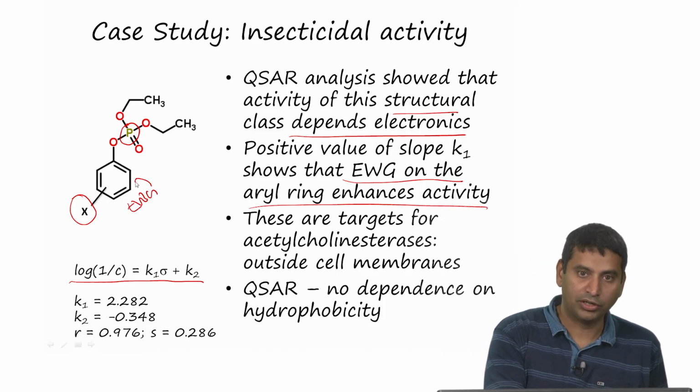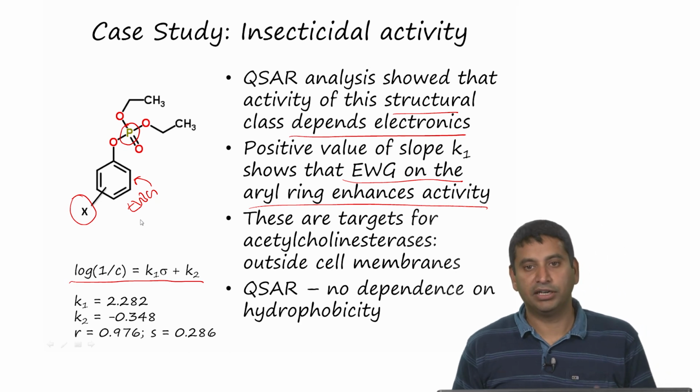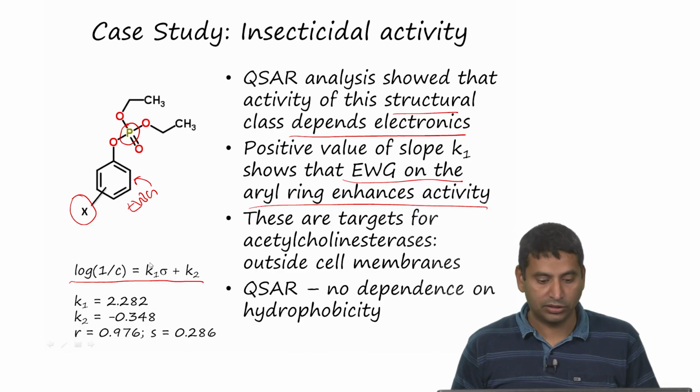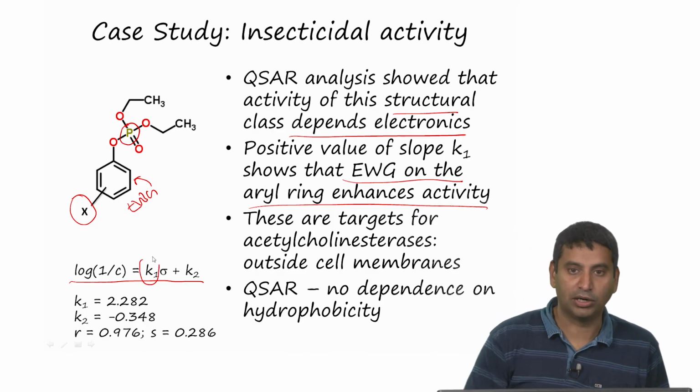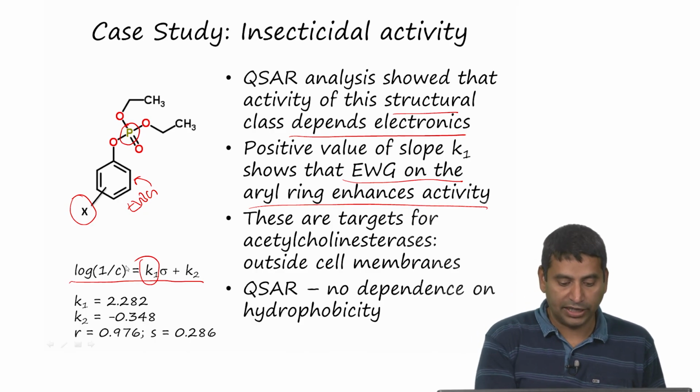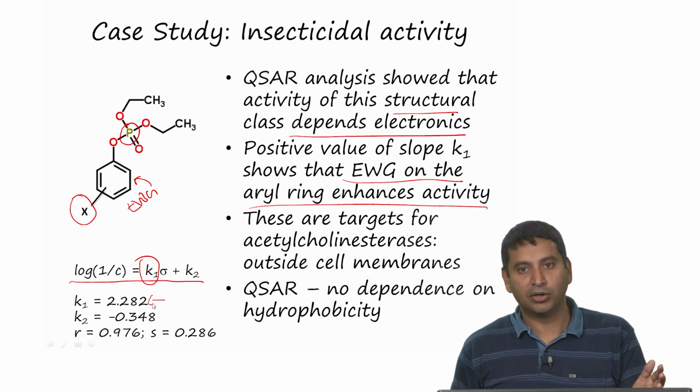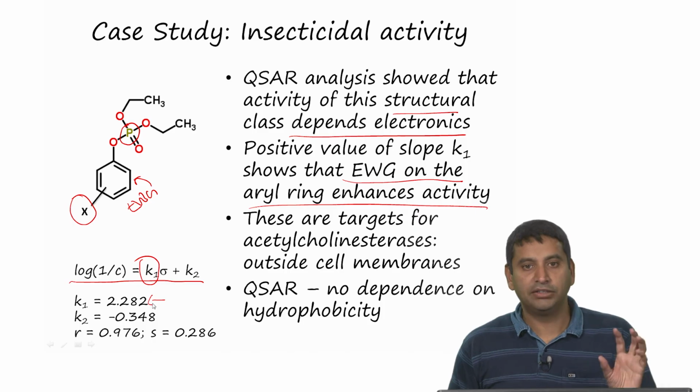For these molecules, we find that an electron withdrawing group on the aryl ring enhances the activity. So, an electron withdrawing group on this ring increases the activity, whereas an electron donating group slows it down. That is indicated by the slope K1. And K1 being a positive value means that the electron withdrawing group would increase the activity.